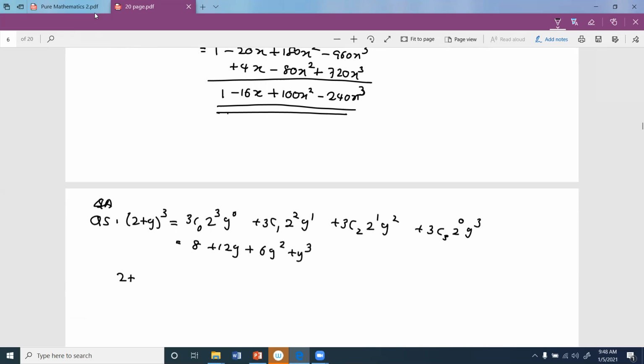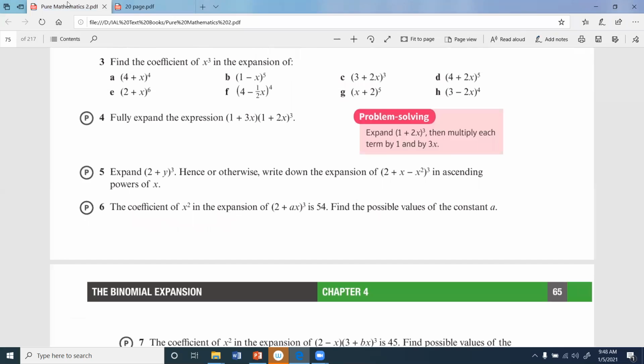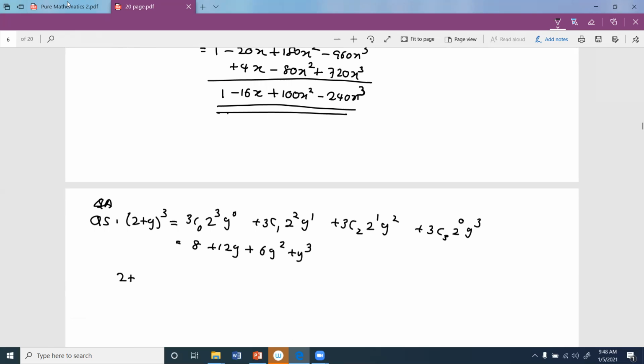That is 2 plus (x minus x squared) whole thing to the power 3. That means you can see this y is replaced with this entire expression. Then over here I can replace y with this bit: 8 plus 12 times (x minus x squared) plus 6 times (x minus x squared) squared, then plus (x minus x squared) whole thing to the power 3, right?